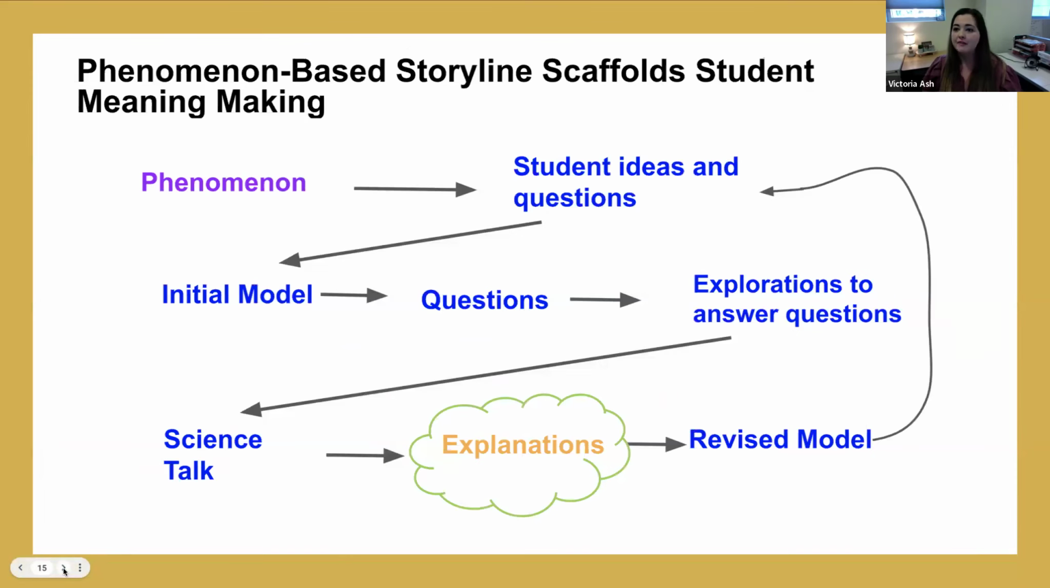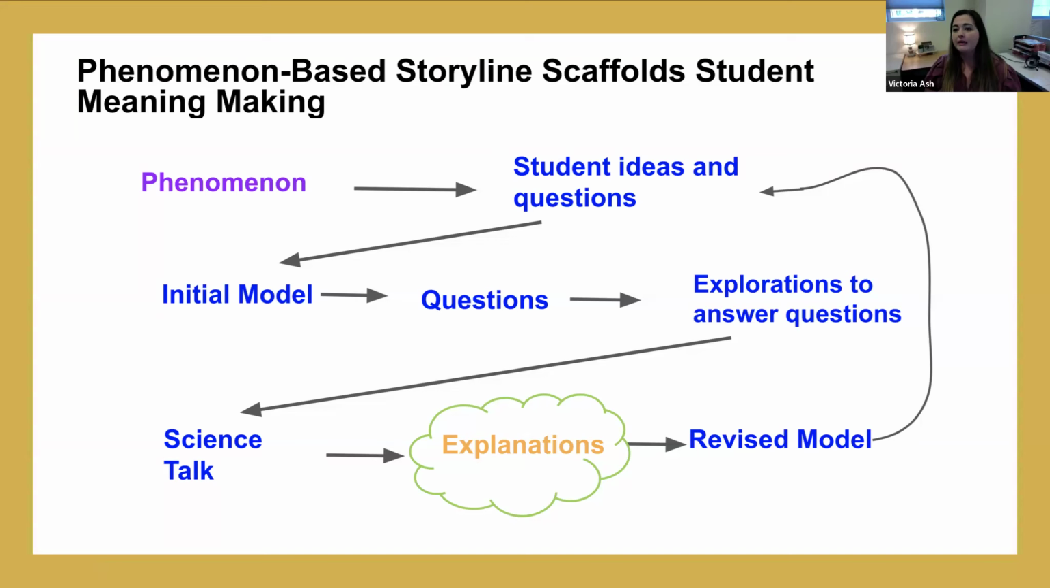When we talk about a phenomena-based storyline, we go in a certain pattern that really puts students in the driver's seat of what we are doing and what they are learning, and we follow this flow. So at the beginning, we introduce the phenomena, and students are going to ask questions and state their ideas of what they already know about this phenomena and what they want to learn. From there, students are going to create their initial model.